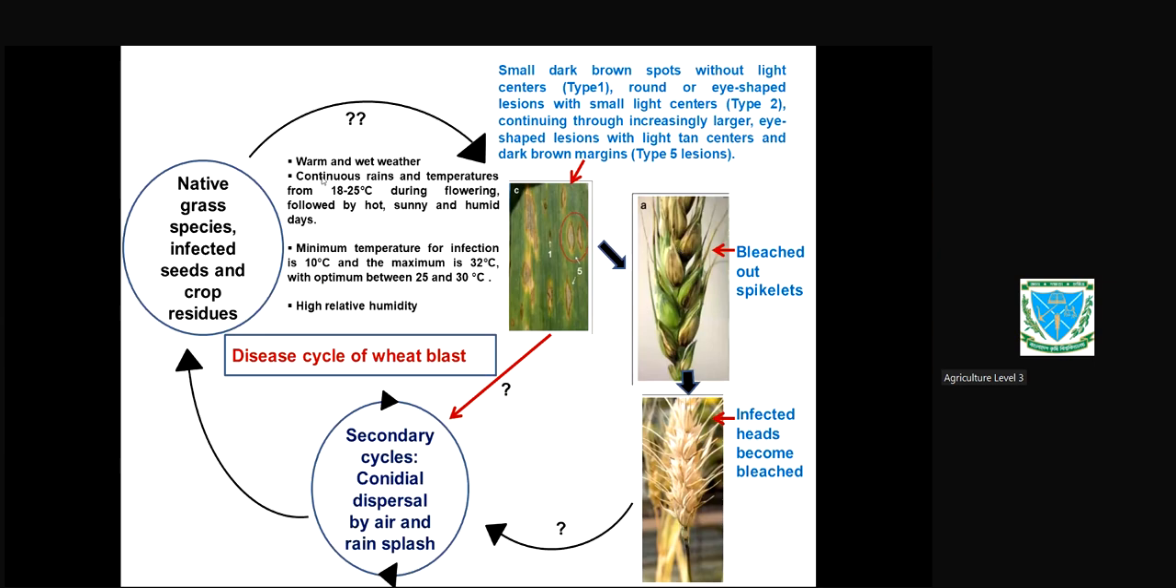And once the plant produces heads, I mean starts flowering, then what will happen? If the weather condition prevails, like continuous rain, and after rain there is warm and wet weather, with the temperature 25 to 30 or more than 30, then the spikelets become infected, and usually infection starts from the tip and proceeds downward. Here you see the bleached out spikelets, and lots of spores produced, which then infect other plants. We call it secondary cycle or secondary infection. Usually secondary dissemination of the conidia takes place by air and rain splashing.